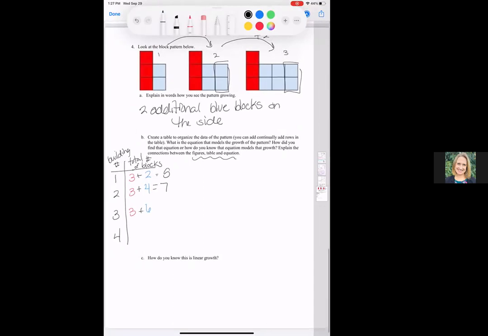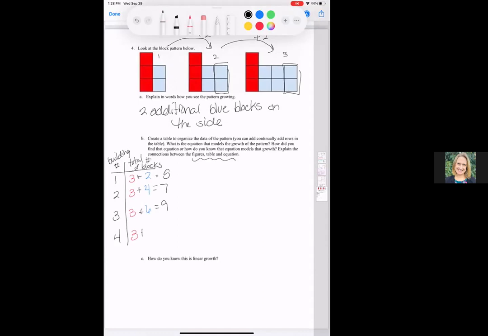Why I'm using these colors is I want you to pay attention to what's staying the same and what's changing. This helps us see these patterns and make these connections. So in building 4, we're going to have the 3 red blocks, and then we add those additional 2 blue ones, just like we wrote in part A. So that'll be 8, and then that gives us 11, and we can keep going.